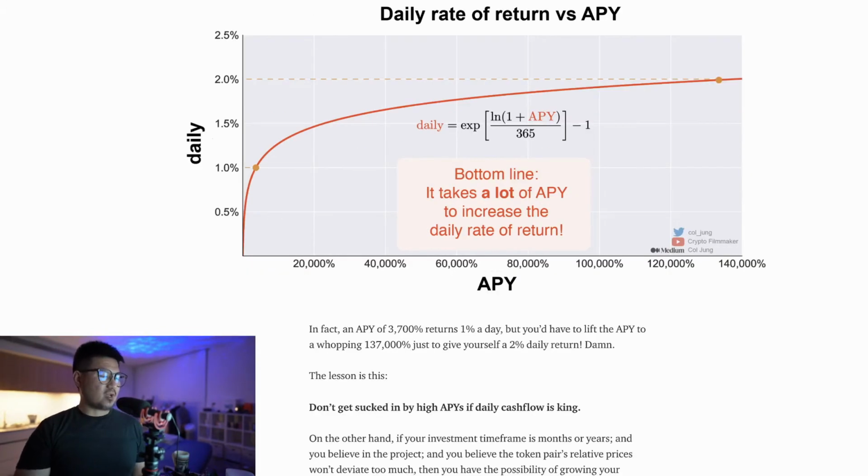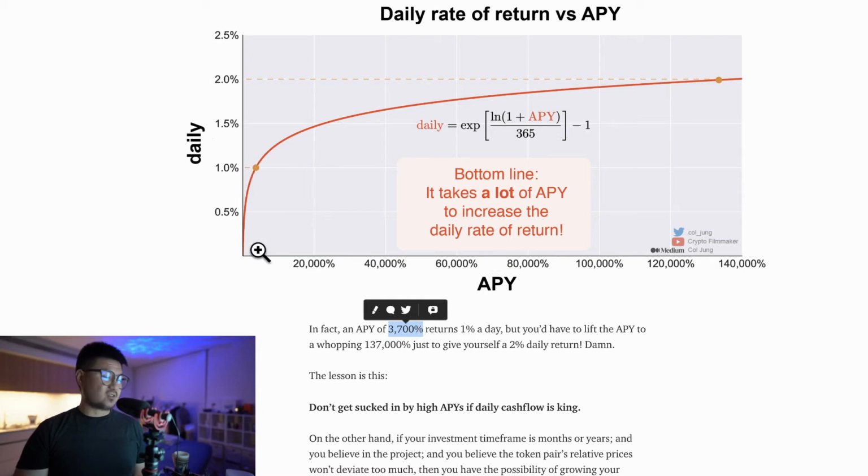Now let's put some real numbers to this plot. So let's say you wanted a 1% daily return, right? Well, it turns out you need a 3,700% APY. In other words, a 37x in a year's time compounded to make that happen, right?